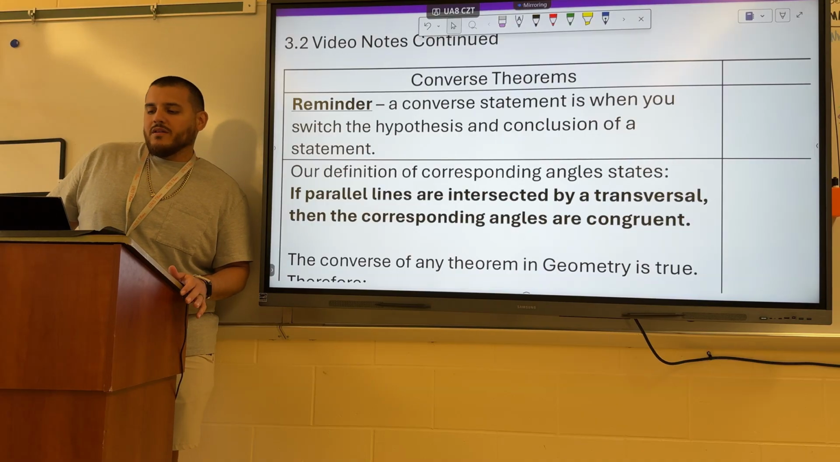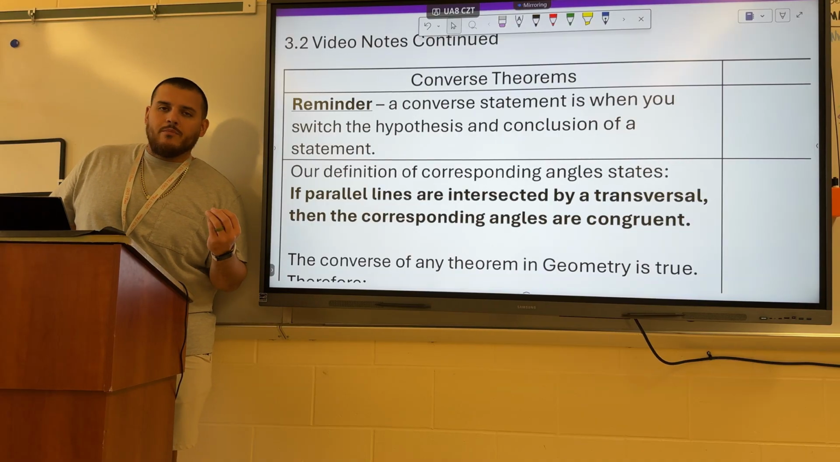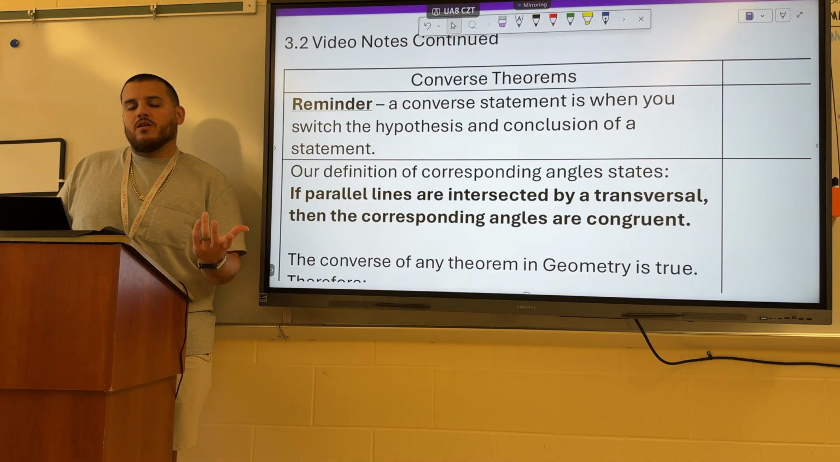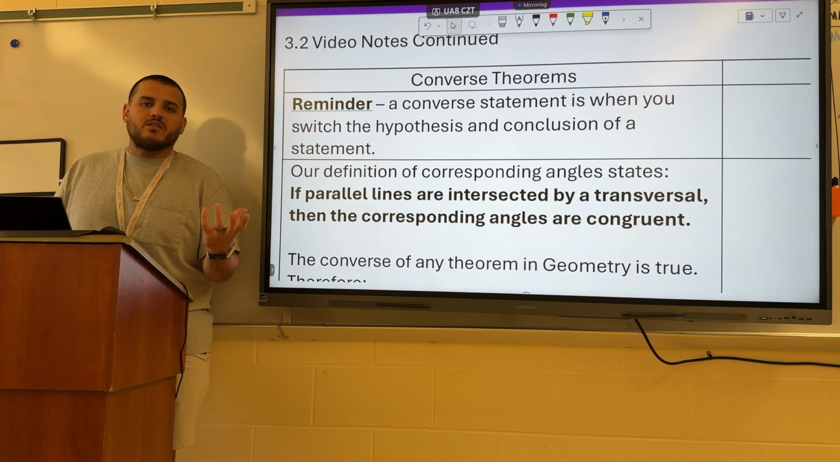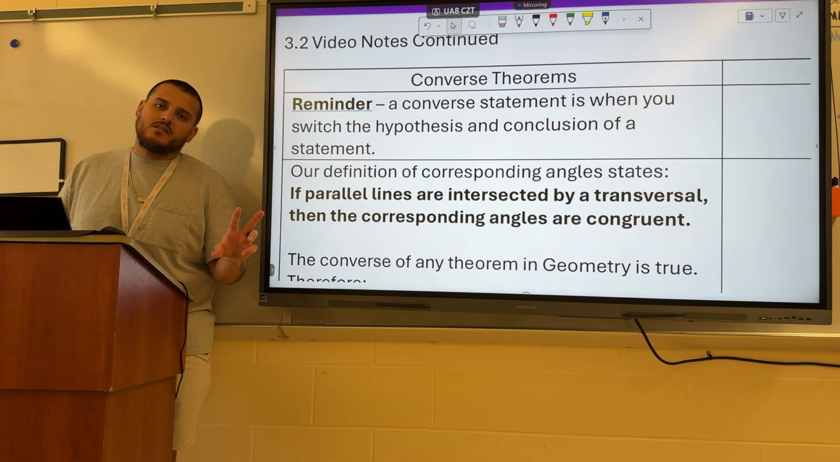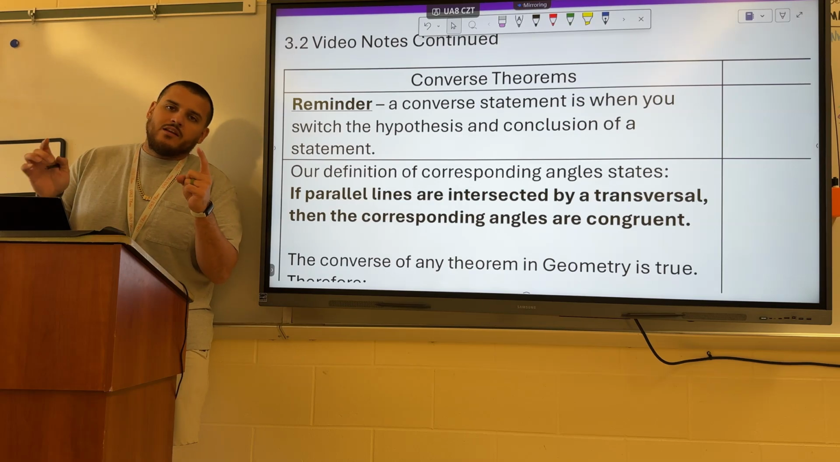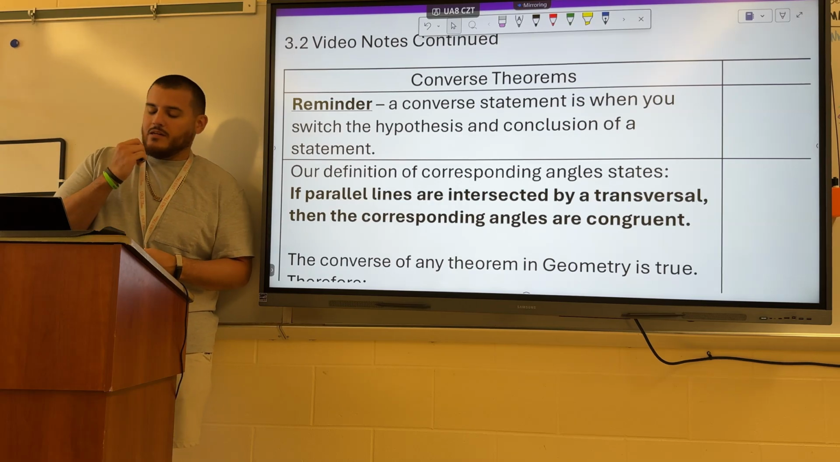We're going to wrap up our lesson today by talking very briefly about converse theorems. If you remember from our Unit 2, our conditional statements, a converse is when we switch the hypothesis and the conclusion of a statement, when we exchange them. So it's going to be like working in reverse from these theorems that we've been learning.